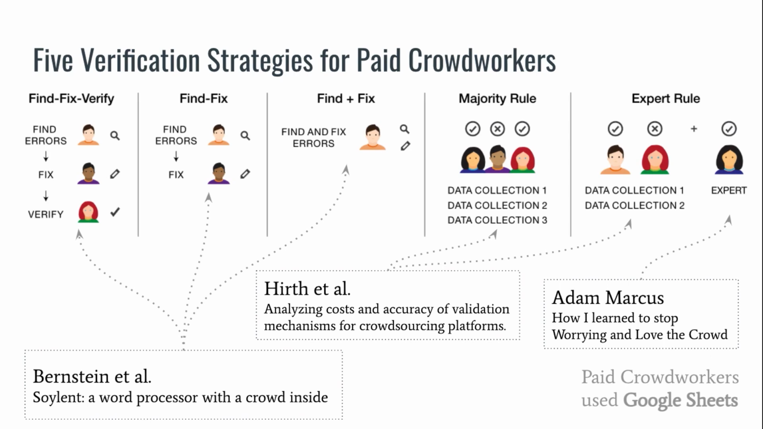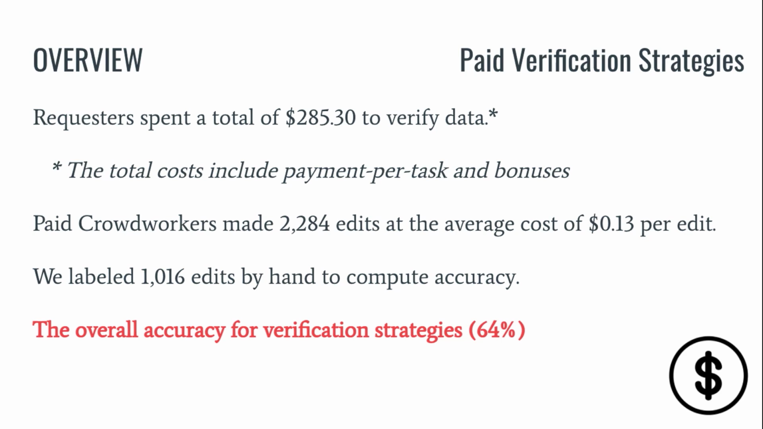Our five verification strategies are adopted from literature. For example, majority rule and expert rule collect duplicate rows of data. In FindFix Verify, an expert rule recruit a trusted crowd worker to perform a final verification step. To compute each strategy's accuracy, we first use stratified sampling to select edits to label as correct or incorrect. We compared each edit's value when it was made with faculty webpages, LinkedIn profiles, and resumes.